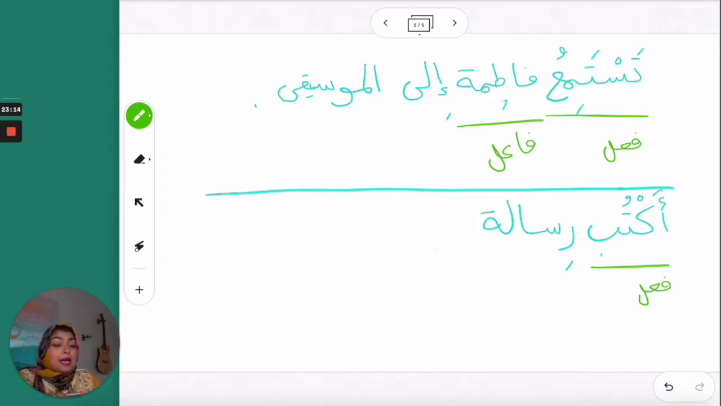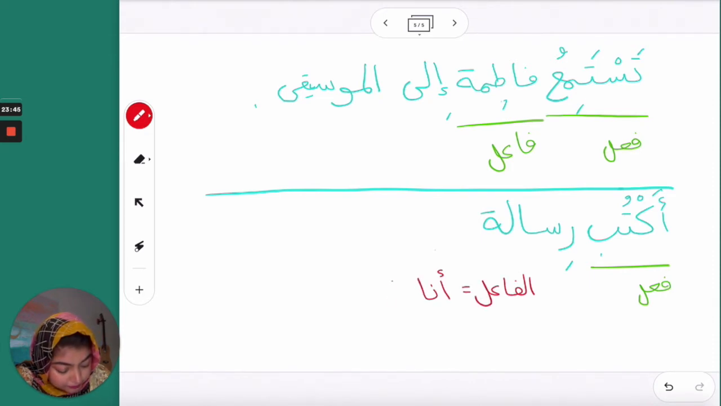Good. أنا, I'm writing. How do you know that I'm the one who's writing? Because أنا starts with what? It starts with an alif hamza, which tells you I'm the one doing the verb. So if you have a verb and you know from the meaning or the context who's doing it, but the noun for that person doesn't exist, I'm not saying أكتب أنا, right? I just said أكتب. It's just assumed that I'm the one who's doing it. So in that case, we put الفاعل أنا, the person who's doing the action.